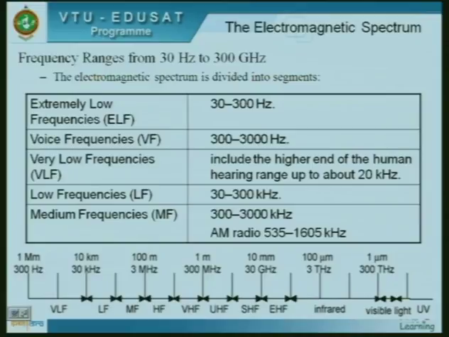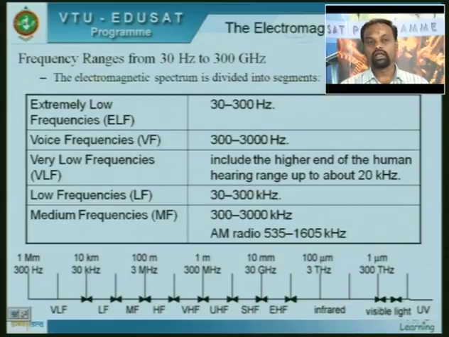When we talk about frequencies, they can start from very low frequency, around 30 hertz, and go up beyond 300 gigahertz. So the electromagnetic spectrum, which has been standardized, describes various bands available in this spectrum, starting from 30 hertz to 300 gigahertz.